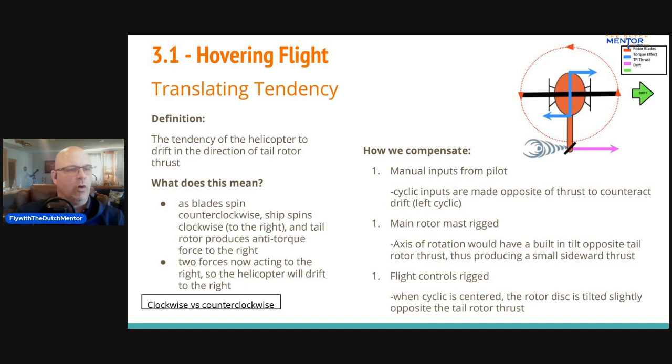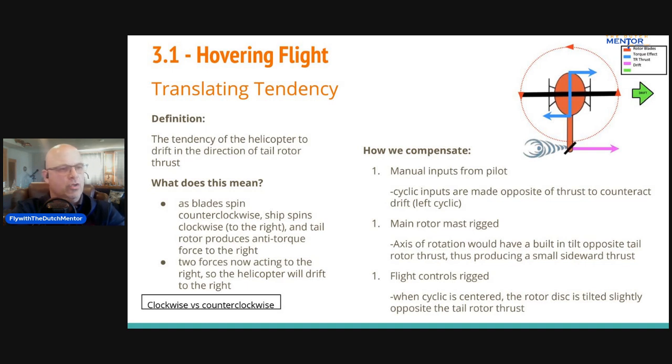Now, on the R-44, the main rotor is slightly rigged already to prevent that drift to the right, but you might need a little bit more left cyclic in order to overcome that itself. Again, it takes a long time to get that right feeling, right? Why is it that the right skid picks up before the left? Why is it that I'm drifting to the right initially?